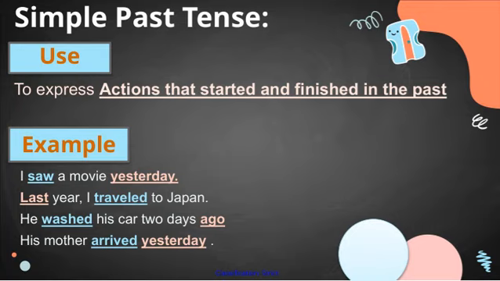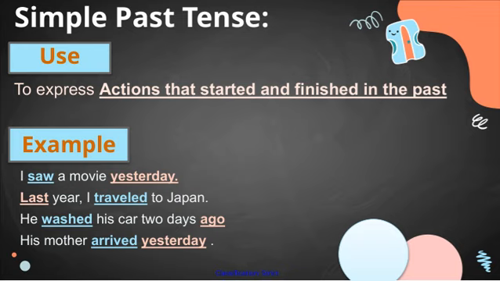Today, we'll look at some examples of actions completed in the past using the simple past tense. First, we have, his mother arrived yesterday. This sentence shows that his mother came and left, and the action happened at a specific time, the day before today. Next, he washed his car 2 days ago. Again, the action of washing the car was completed a couple of days back.